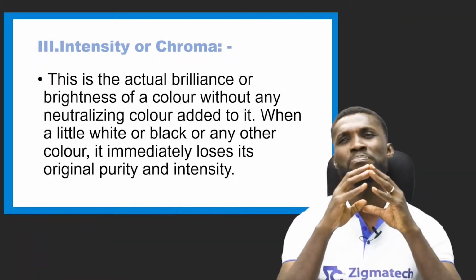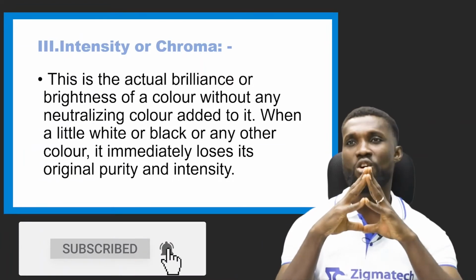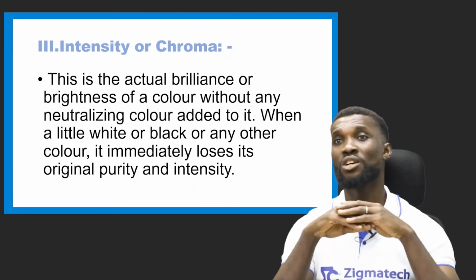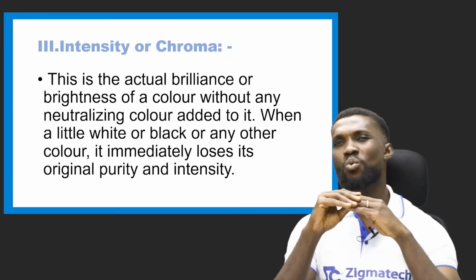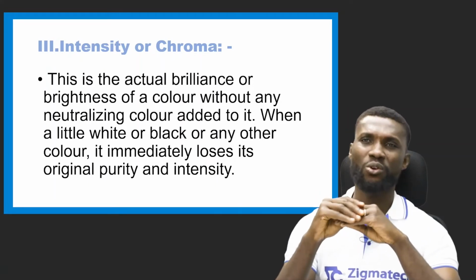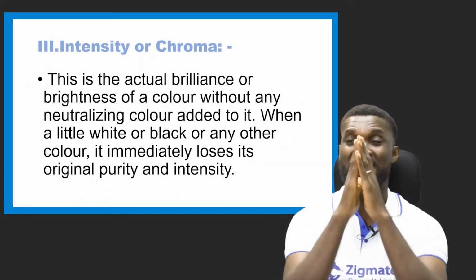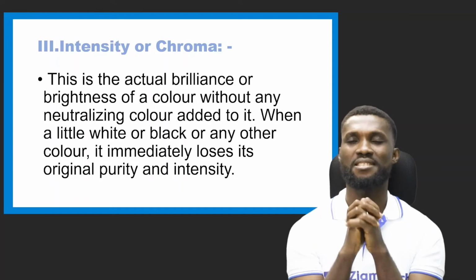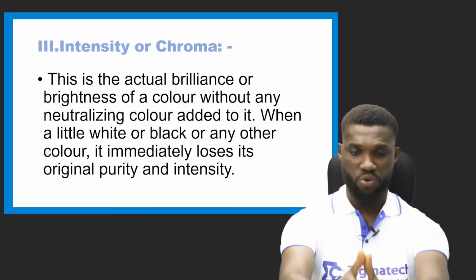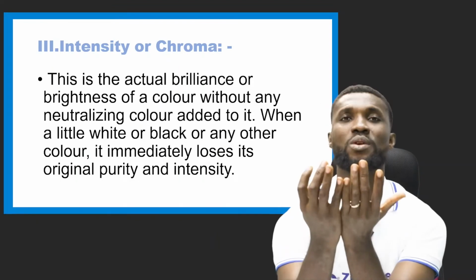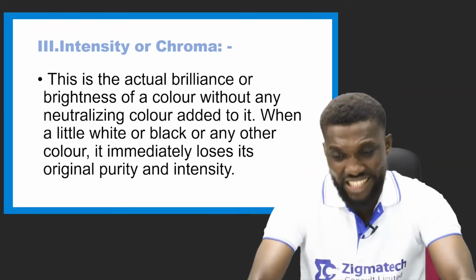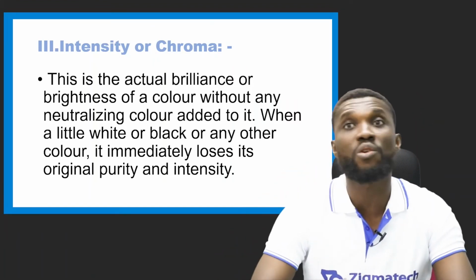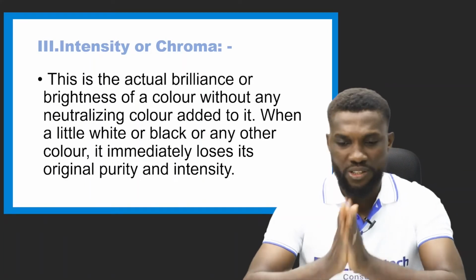Now, this is the actual brilliancy or the brightness of a color without any neutralization. When a little white or black or any other color is added to it, it immediately loses what? Its original purity and intensity. Now, what I'm trying to say here is when a color comes the way it is from its container. Let's look at a yellow paint. That is the intensity of that yellow. By the time you add any other thing to it, you neutralize it. It has lost its intensity. But the intensity of this color is what it is.